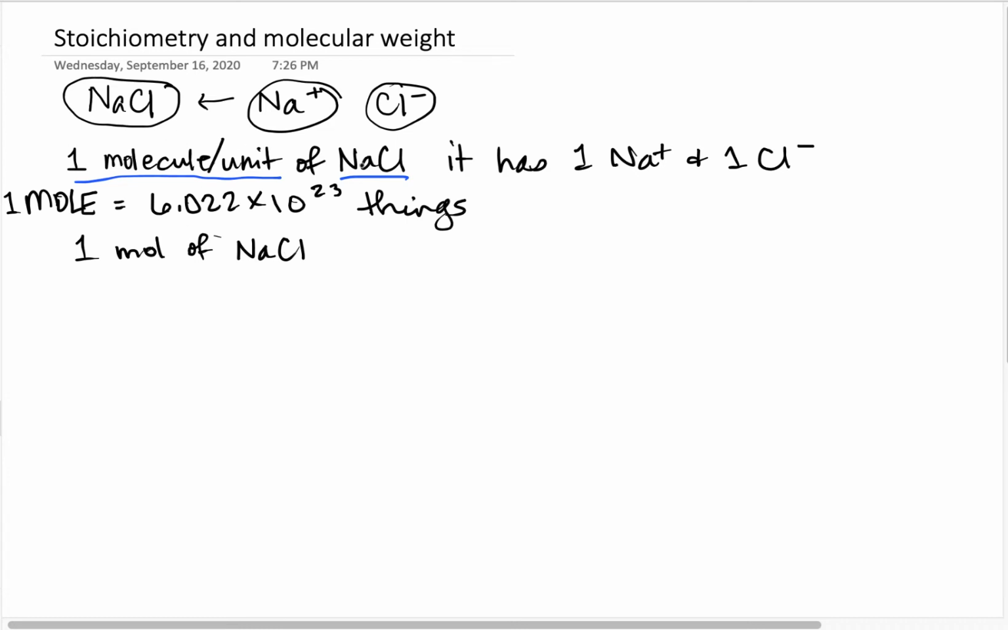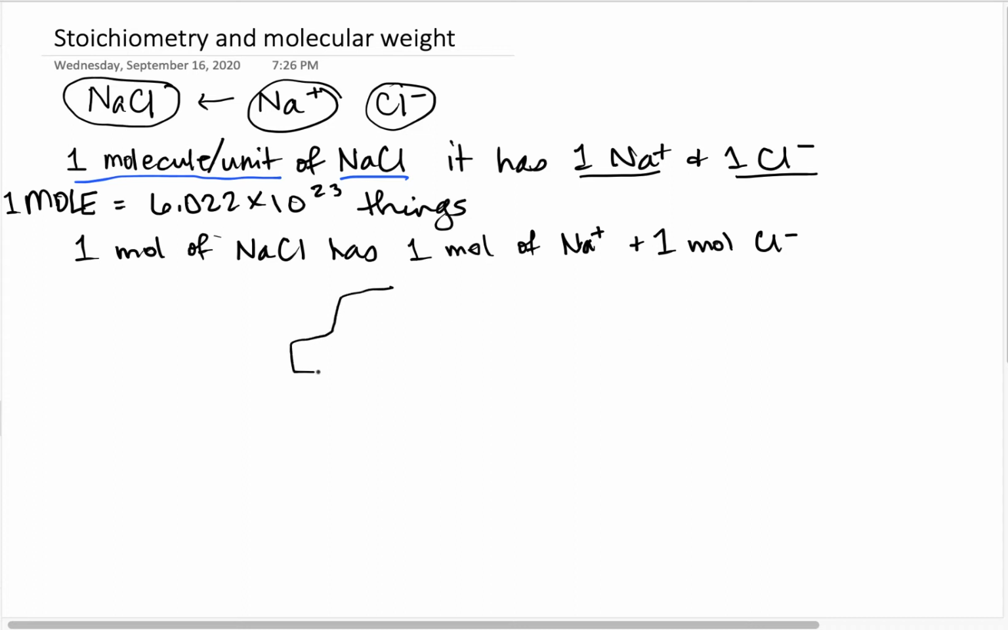So for each unit of sodium chloride, it has 1 Na plus and 1 Cl minus. So that means that 1 mole of NaCl also has 1 mole of Na plus and 1 mole of Cl minus. Now, occasionally I have students who have a hard time with this. They say, well, we take 1 mole of this and 1 mole of this. How do we not have 2 moles of things? We do, except that they combine to make 1 unit.